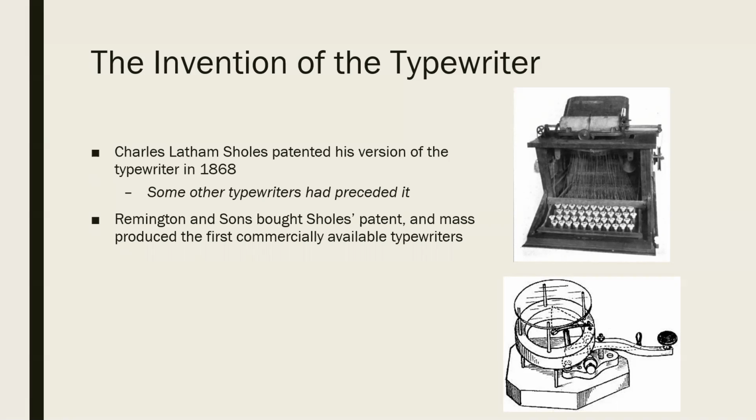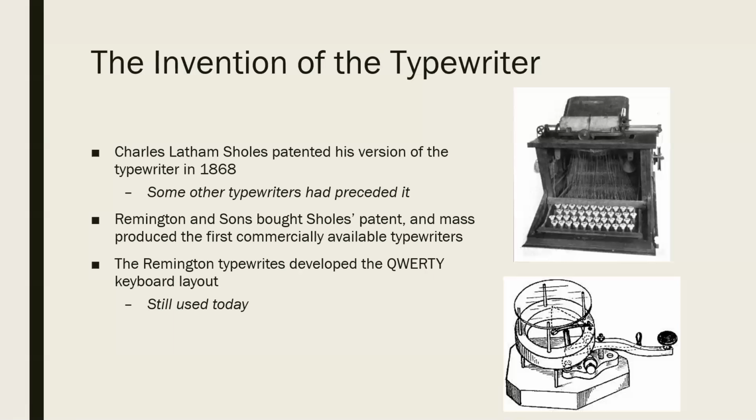This patent was purchased by Remington and Sons, the company responsible for producing the first commercially available typewriter. What's fairly significant about this, although typewriters are not used nearly as much today as they were then, is that the Remington company was very important for developing the QWERTY keyboard layout. I'll talk about how the QWERTY keyboard layout was developed and why it's still used today.